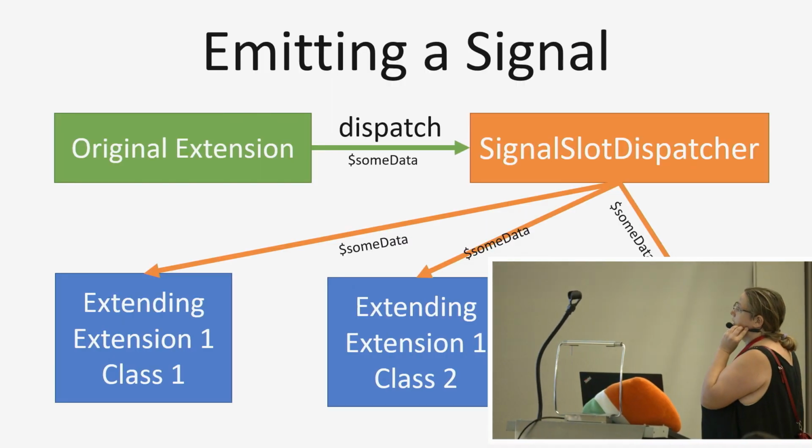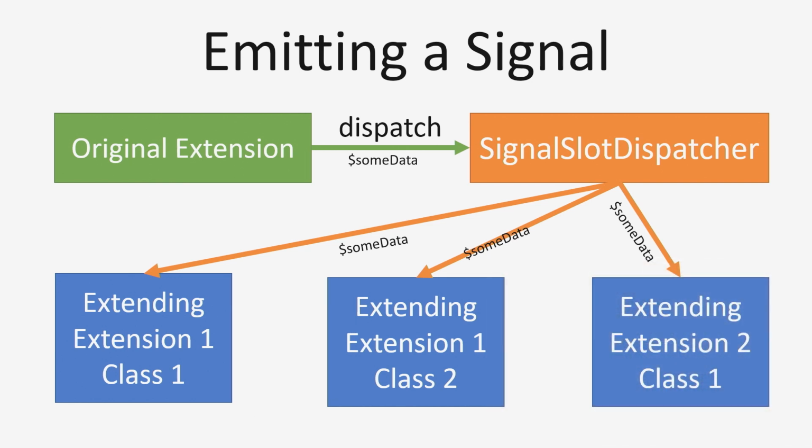So what's actually happening when I'm emitting a signal and it gets called by the slots? What's happening under the hood? The original extension calls dispatch on the signal slot dispatcher, and the signal slot dispatcher gets the data from the original extension. It's doing some little changes, which are just whether I should pass on some information about where I was called or not.